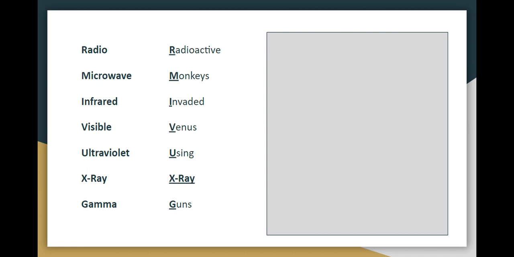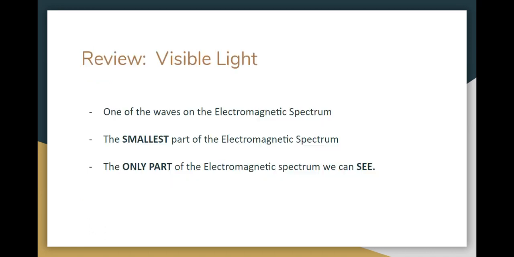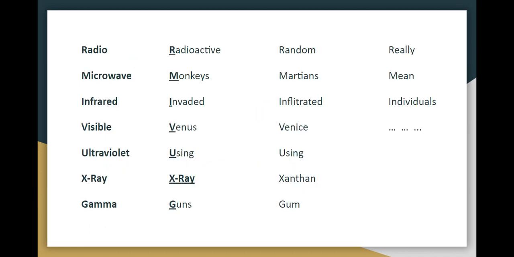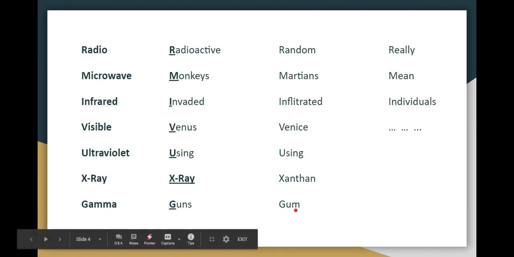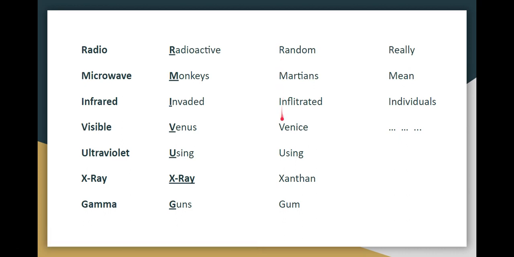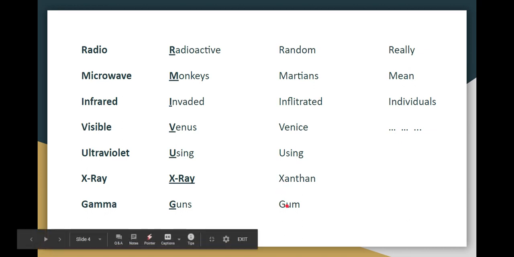Did you hit pause? Did you write it down? Well, I hope so. A lot of people were asking, do I have to write down this sentence? Could I have written down my own? And you know what? Yeah, sure. You could have made up your own sentence too. If you remember that random Martians infiltrated Venice using xanthan gum, sure, it still reminds you: radio, microwave, infrared, visible, ultraviolet, X-ray, gamma.